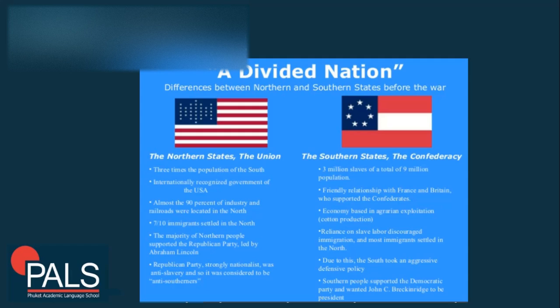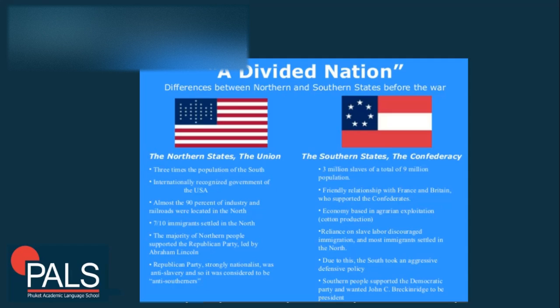The Republican Party, strongly nationalist, was anti-slavery, and so it was considered to be anti-Southerners. On the other hand, they call themselves as the Confederacy. The southern states have 3 million slaves of a total of 9 million population. That's 1/3 of the population. Friendly relationship with France and Britain, who supported the Confederates.